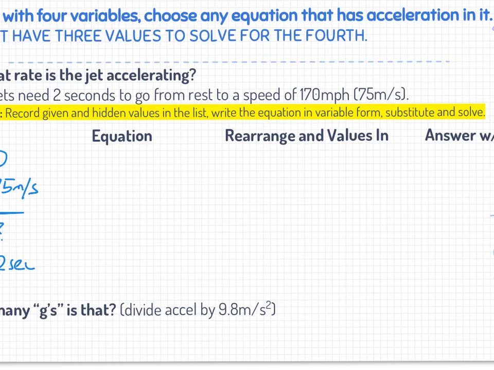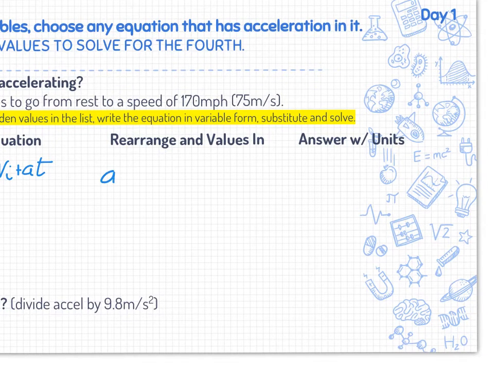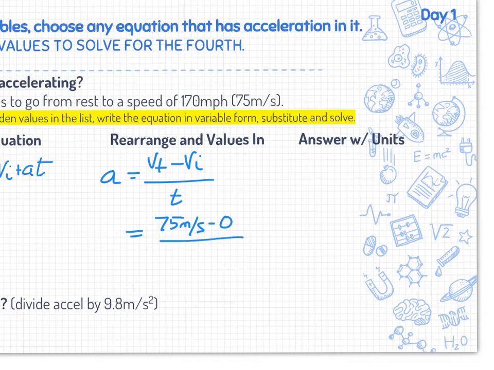Our best equation for this case is going to be final velocity is equal to the initial velocity plus acceleration over that time interval. So we'll rearrange in this case for acceleration. So acceleration is equal to the final velocity minus initial velocity divided by the time. Substituting in the values I know, 75 meters per second is the final velocity, minus 0 divided by 2 seconds gives me an acceleration of 37.5 meters per second every second.